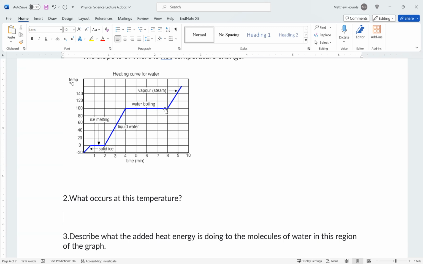So I've written so far, at this temperature the water is starting to boil, and I should say the temperature is staying the same while the slope's at 0, right? You could add that the temperature is staying the same. Yeah, that sounds good.